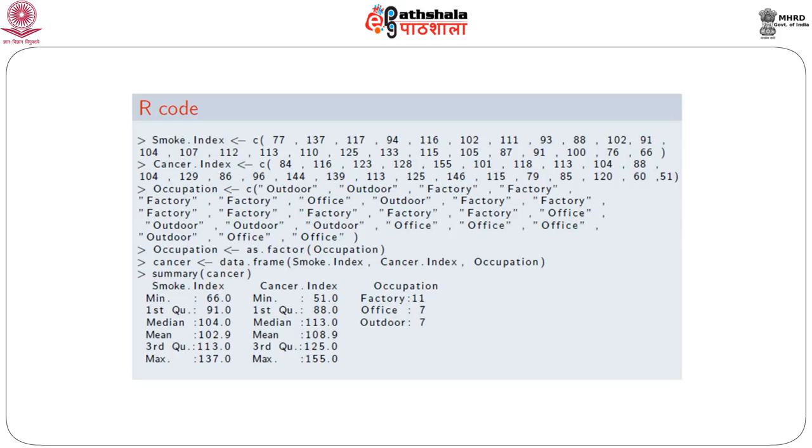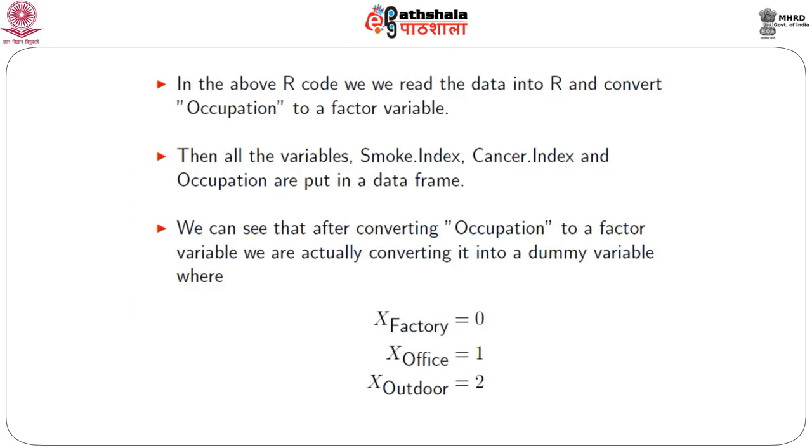So now we put all these three variables, smoke index, cancer index and occupation, in a data frame and summarize the data frame we've called cancer. For each of these variables, we have the minimum, the maximum and the mean for smoke index and cancer index. So in the above R code, we read the data into R and convert occupation to a factor variable. Then all the variables are put into a data frame.